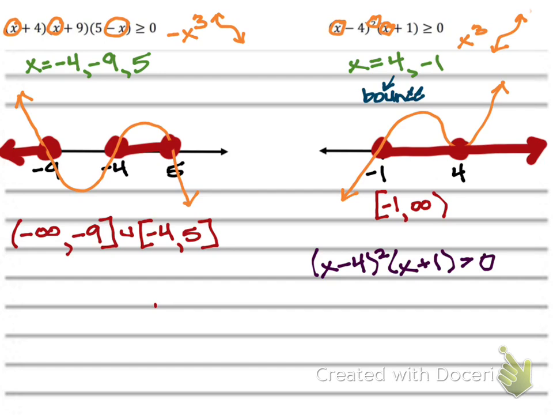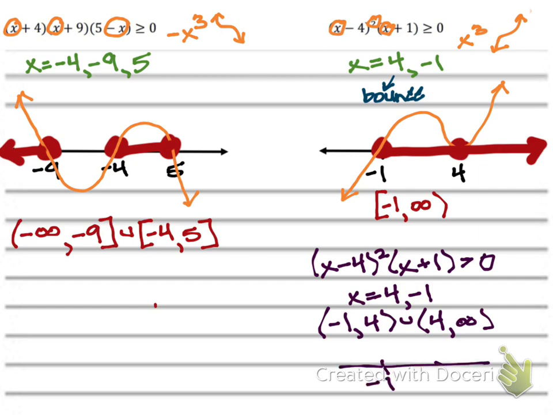So we would still have the 4, which would bounce, and we would still have the negative 1, which would cross. But the 4 and the negative 1 are not included. So it would be negative 1 to 4 union 4 to infinity, because your number line would be negative 1, 4, and these guys would be open. Okay. I think we'll have one like that in just a second, but I wanted to be sure.